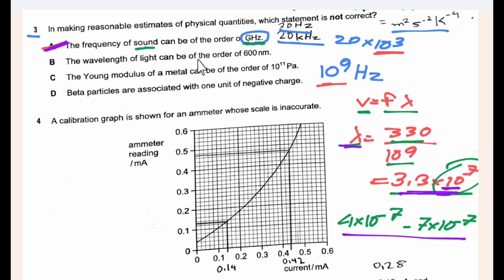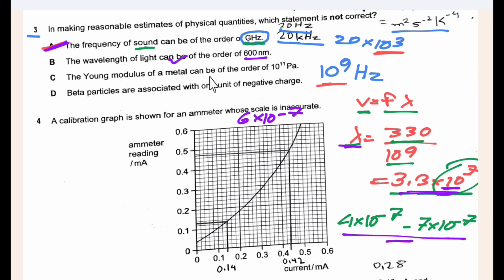Also, consider the second statement: the wavelength of light can be of the order of 600 nanometer. So 600 nanometer means 6 into 10 to the power -9, 6 into 10 to the power -7 meter. So here we can see that it is in the range of light, so this statement is correct.